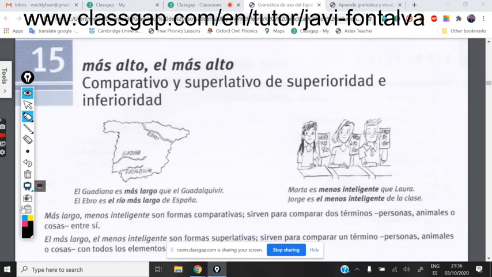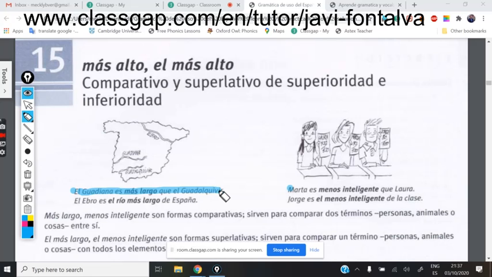Let me point it out in blue. All right, so here we have: El Guadiana es más largo que el Guadalquivir. So I'm comparing two rivers here. One river is longer than the other river. Remember, largo means long. It does not mean large. Largo is long. This is a false friend. If you want to say large, we simply say grande.